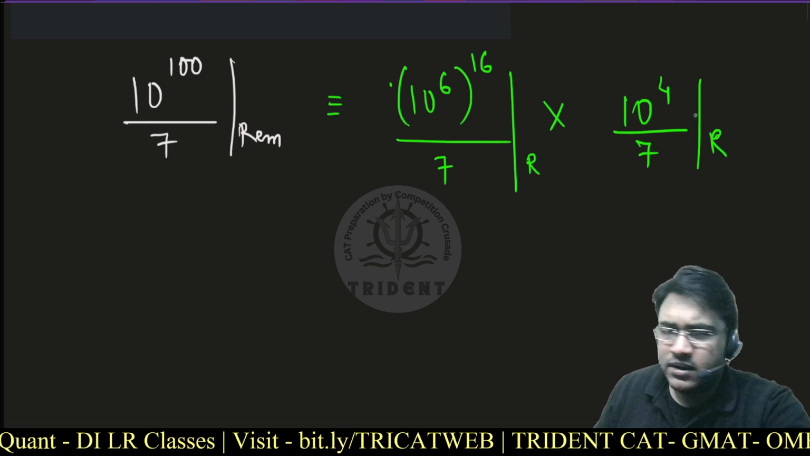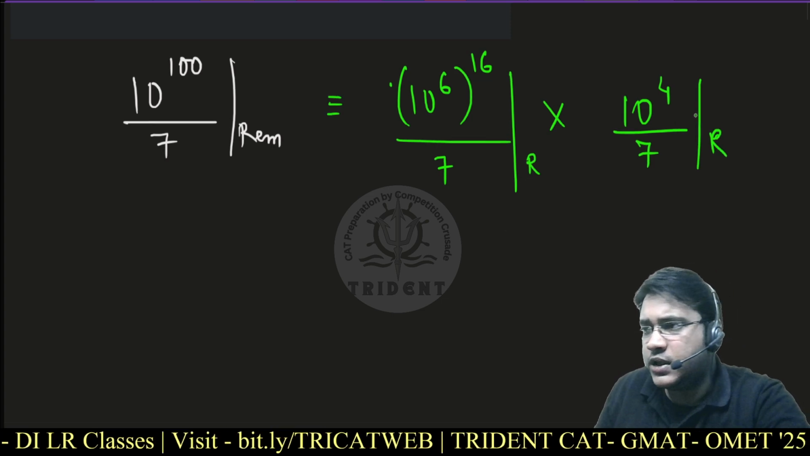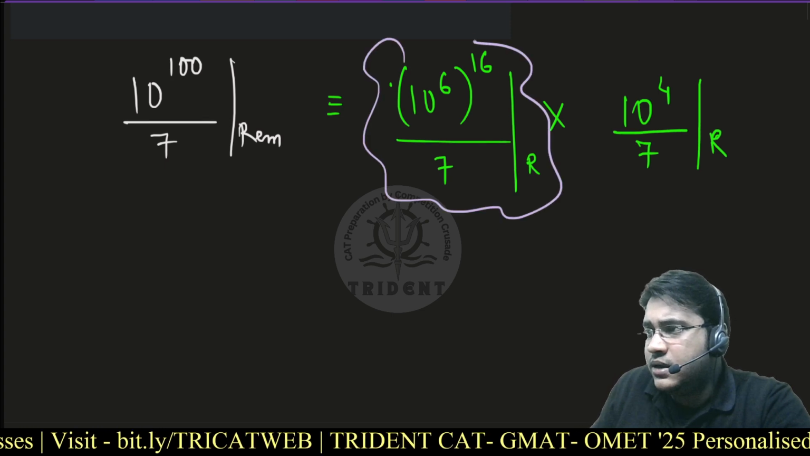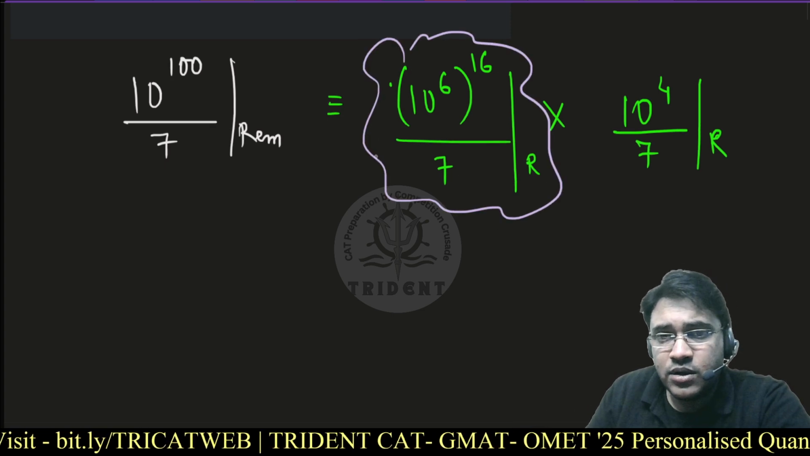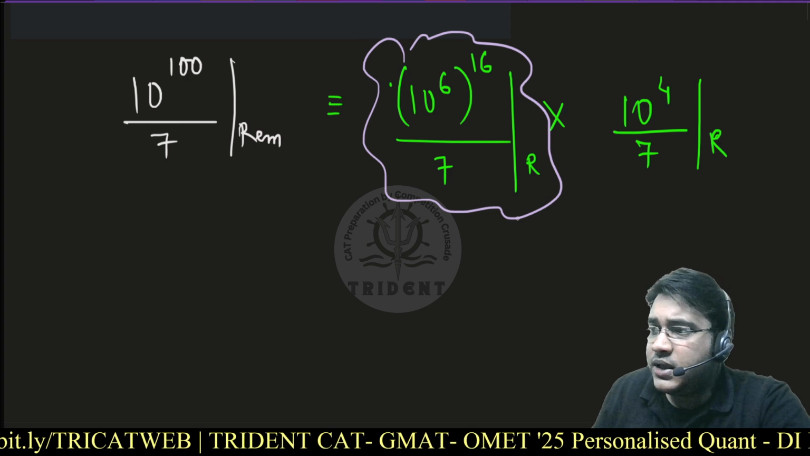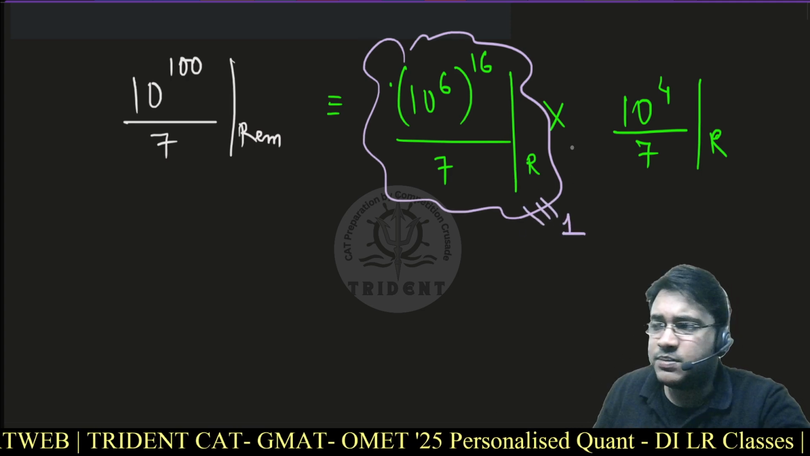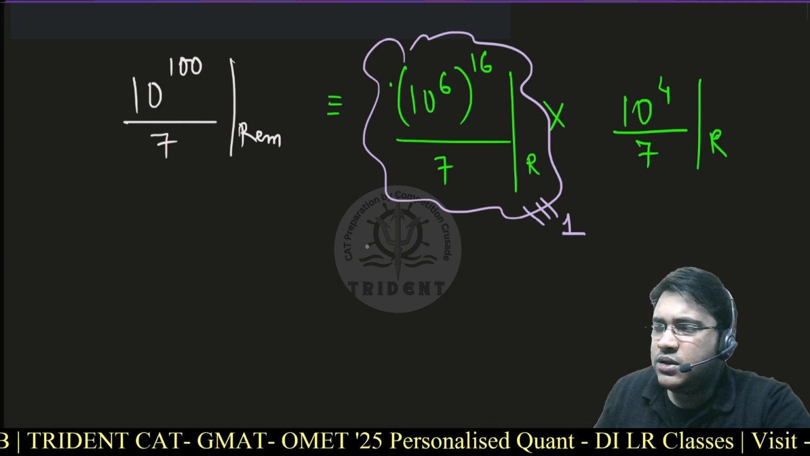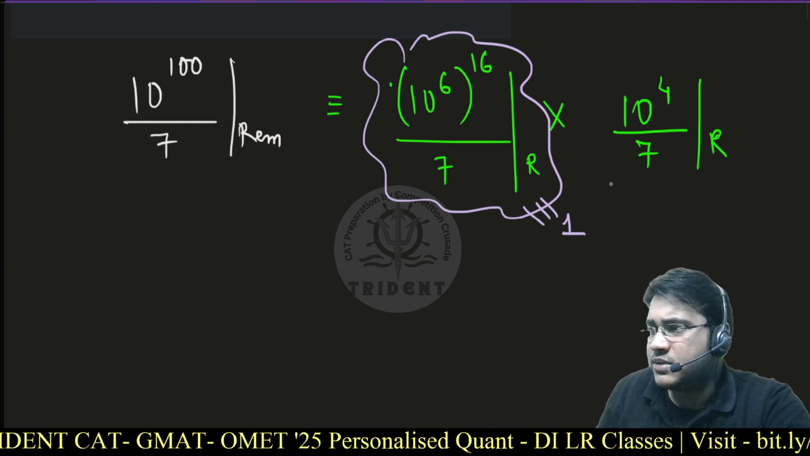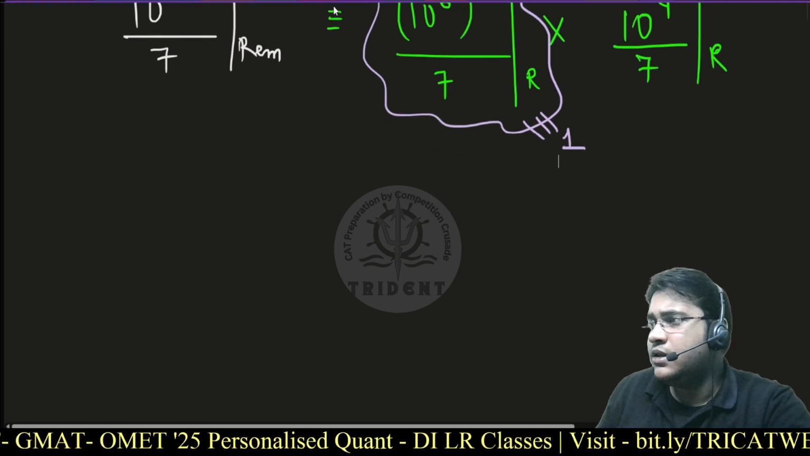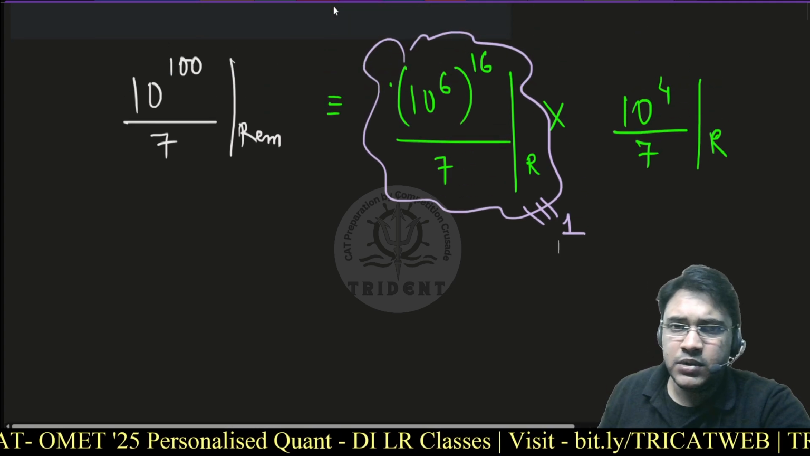Now this thing is separate. We can split the numerator, that is allowed. Now you have to understand that this part, by the very virtue of Fermat's little theorem or Euler's theorem, the remainder will come out as 1. So we need not worry about this part of the expression. Now we just need to worry about the other part of the expression, that is 10 to the 4 by 7. Now 10 to the 4 by 7 is not a very difficult number to calculate.